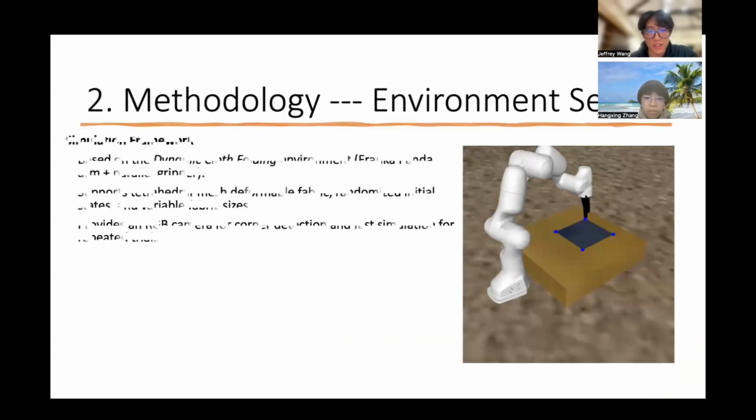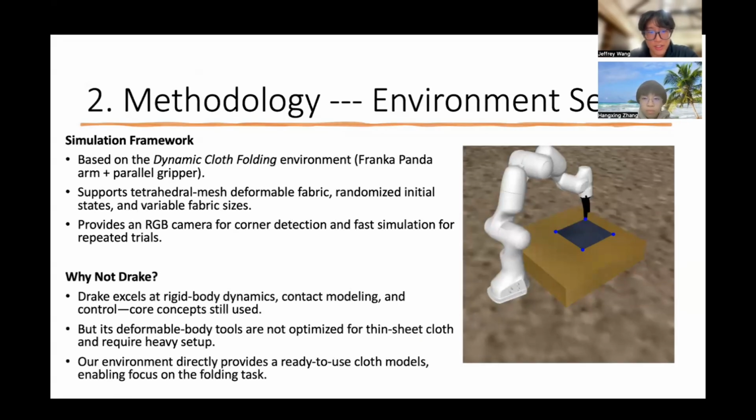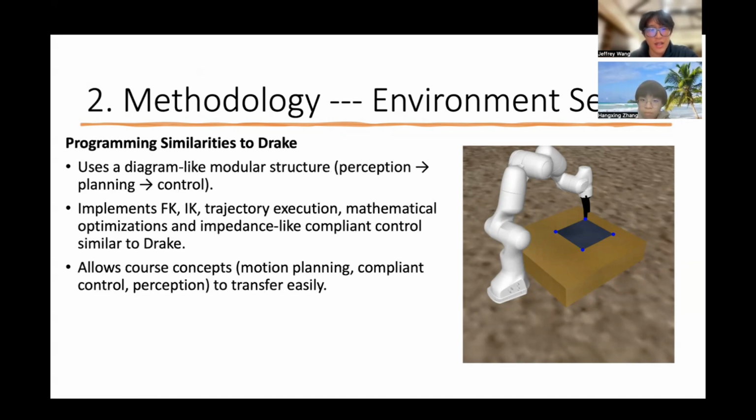Next is our methodology. In this project, we used a simulation environment similar to Drake. This environment has a Franka Panda arm and the gripper that has 7 degrees of freedom. That is the same as the EVA 14 arm we used in class. We do not use Drake here because Drake is better at rigid body dynamics, but the dynamic cloth folding environment is better on soft bodies, which is more feasible for our project. It is still similar to Drake in that it uses modular structure programming and can implement FK, IK optimizations, etc.